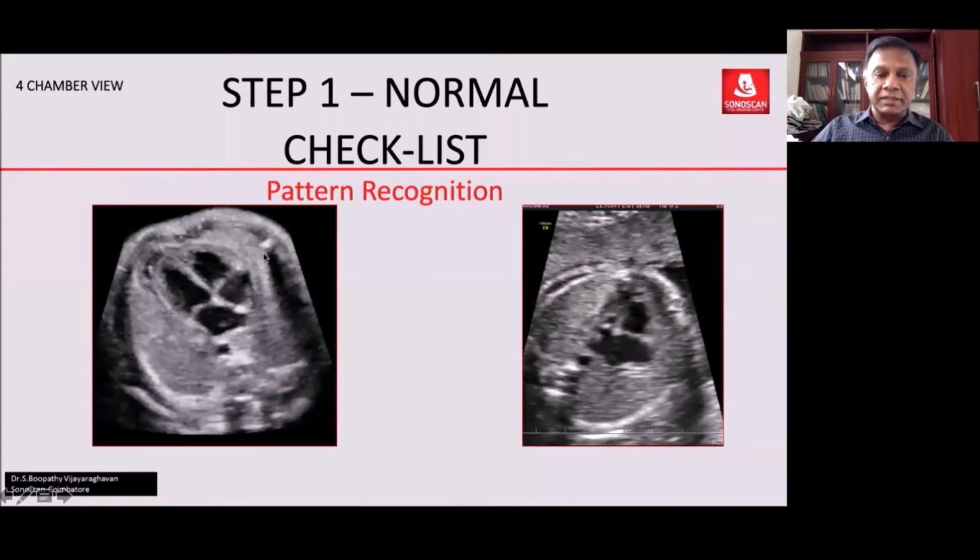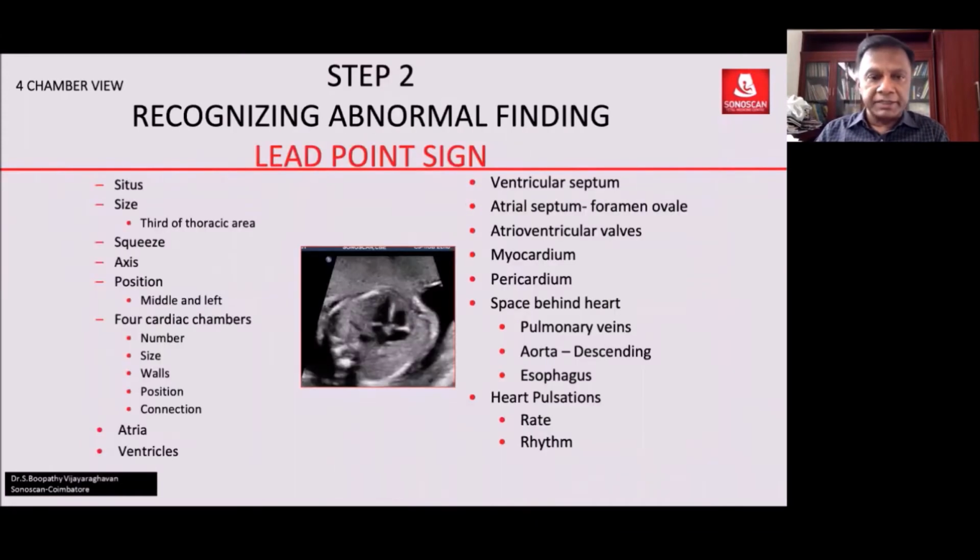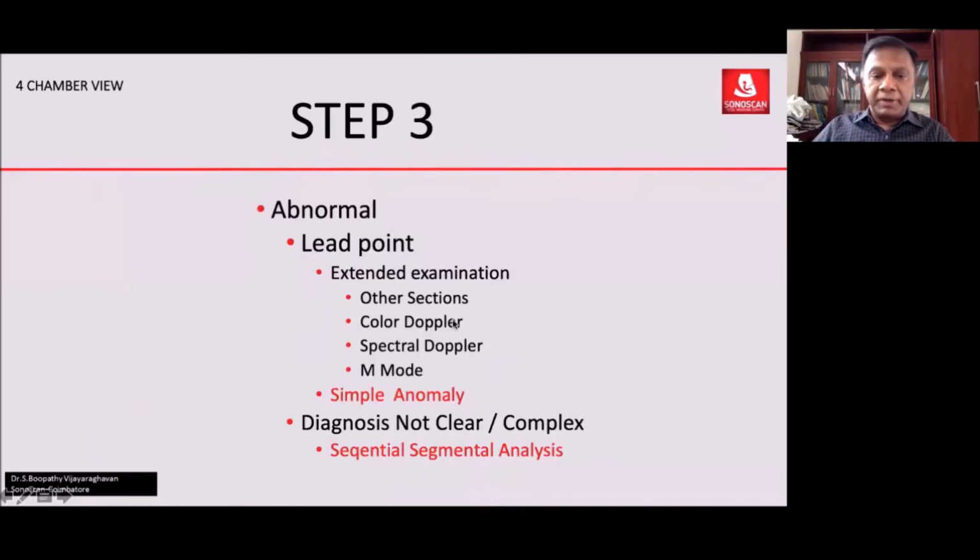As seen here, this is a normal four-chamber view. Here immediately you see that the left ventricle is small. So this makes our life easy. During the course of time, you will identify the abnormalities by pattern recognition. And then you arrive at an abnormality, which is the lead point. So you see one abnormality, which is the lead point sign. That is not the complete diagnosis. You also do spectral Doppler if it is necessary, and then M mode if it is necessary.